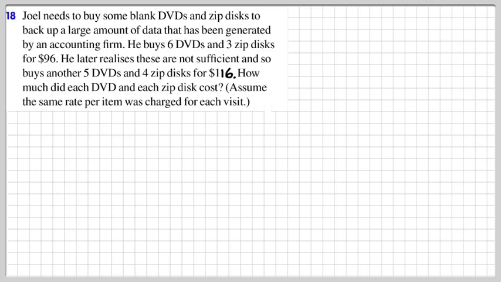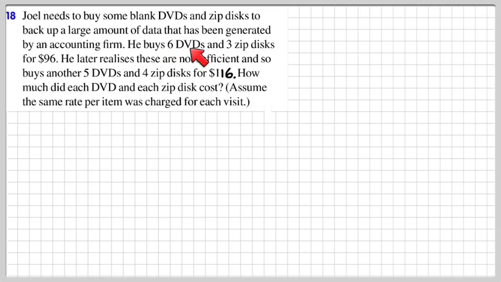So, Joel needs to buy some blank DVDs and some zip discs. They're a bit old hat, aren't they? Zip discs, heavens, I don't think you see them anymore. To back up a large amount of data that has been generated by an accounting firm. I think you'd go and buy a terabyte drive now, wouldn't you? Not a zip disk. But anyway, we won't criticise the question writer.